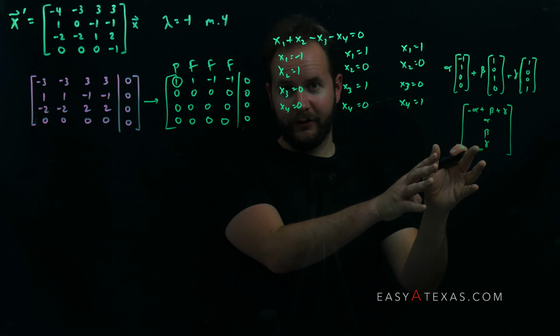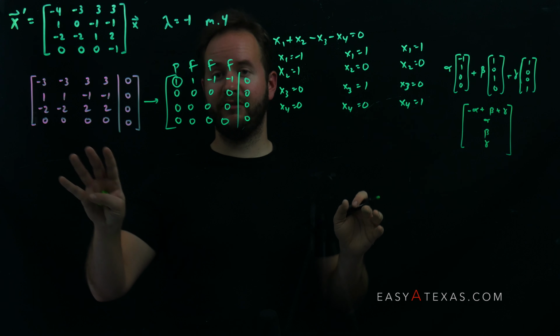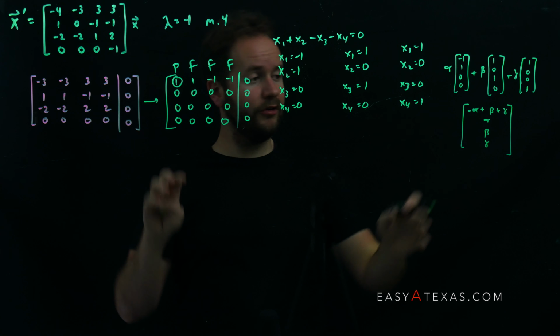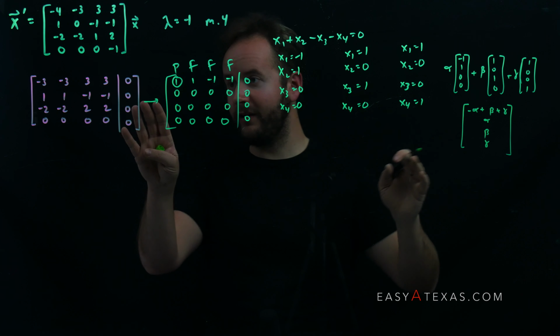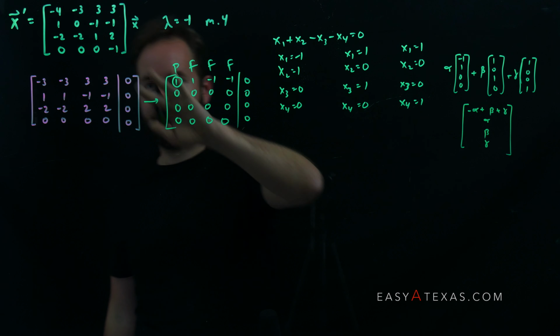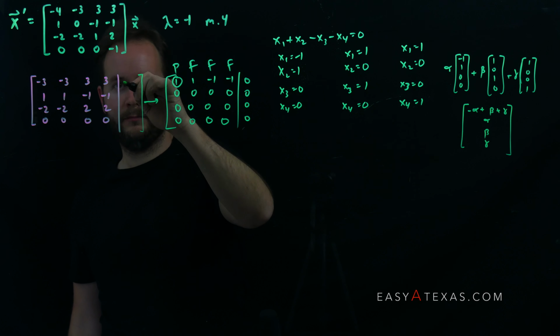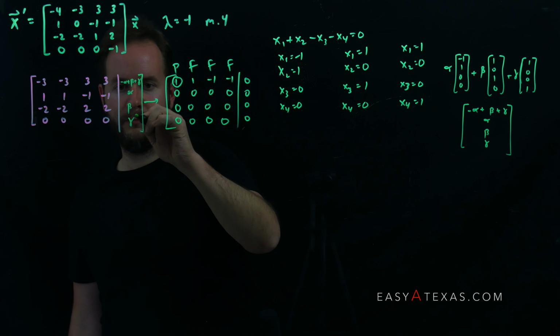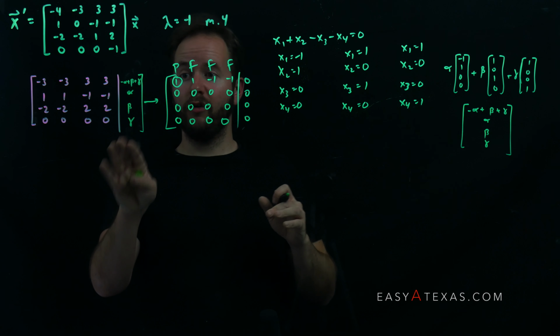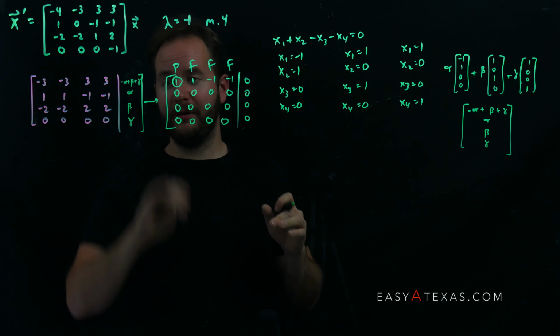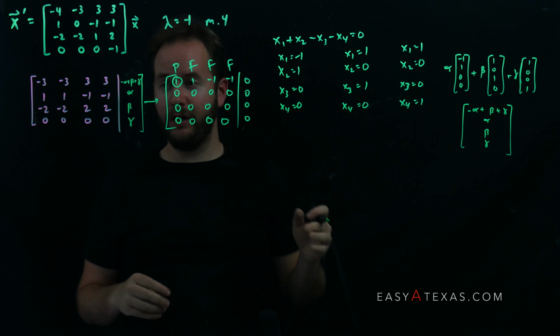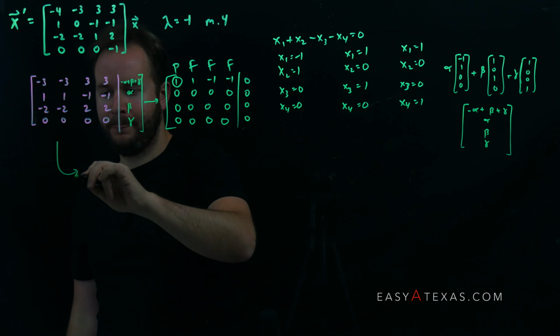Now that I have this vector, I want to augment my original lambda subtractive matrix, not by zeros, but by this vector here. So I'm going to go ahead and erase this and replace it with this vector. Now that I've replaced this last column, this augmented column, by this vector over here, I'm going to row reduce once again.